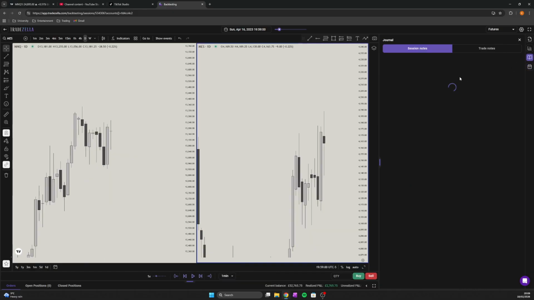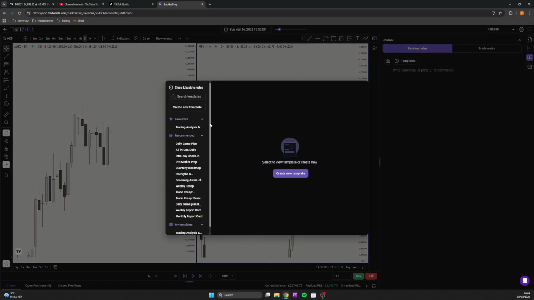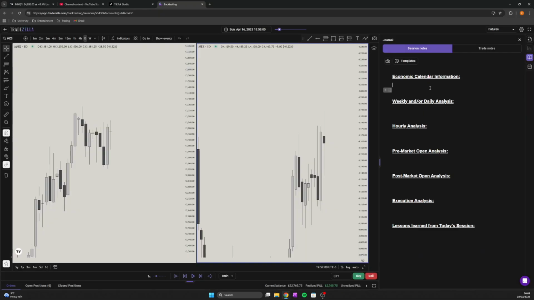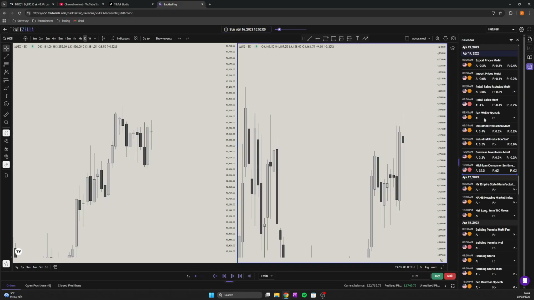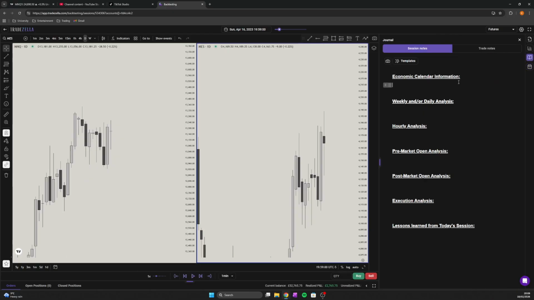So, let's jump in. Let's go here, here, here. Use a template, and it is going to be Monday the 17th. Let's check if we got news on Monday the 17th, and nothing volatile. Let's pull the laptop closer. So we have nothing volatile in terms of news today.